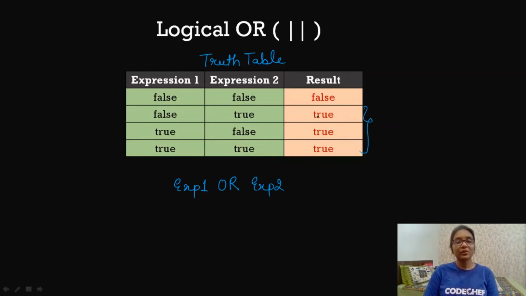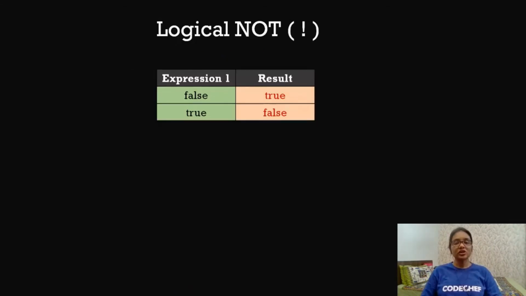So I hope that you have understood logical AND and logical OR. Now the logical NOT operator is used with just one expression. It does not use two expressions because the logical NOT operator is just the inversion of a particular value. So if an expression has the value false, then it will be inverted into true. If an expression has the value true, then it will be inverted into false.